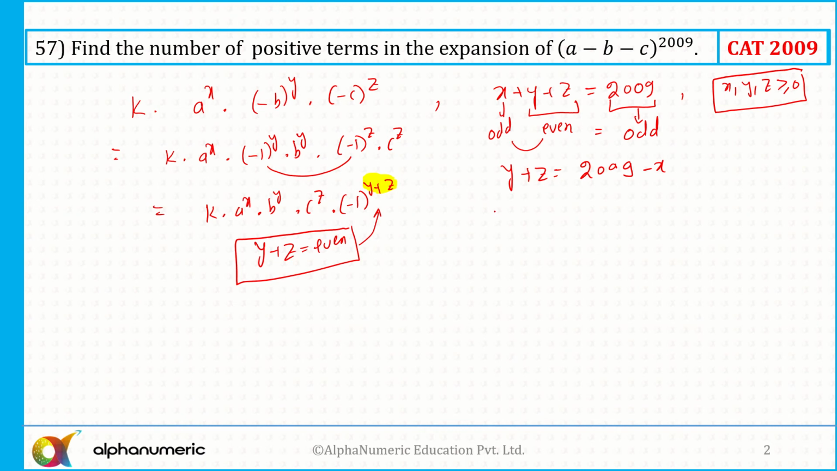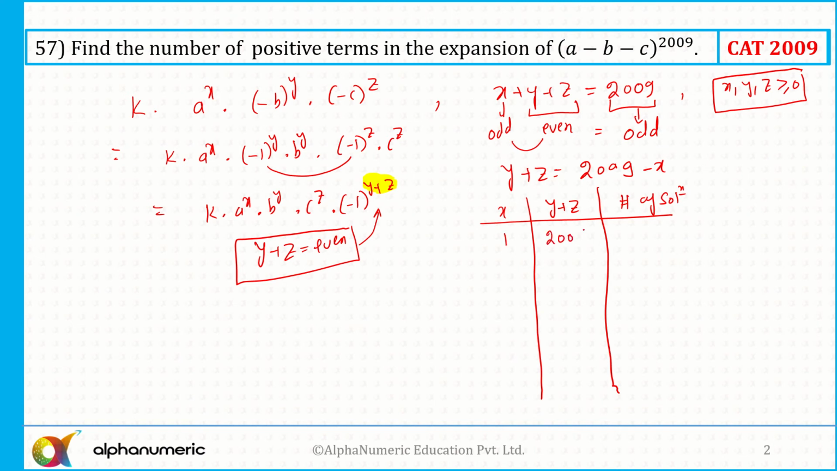Okay. So I'll say what are the values of x here, and then y plus z, and then the number of solutions. So if I take x equal to 1, y plus z is 2008.